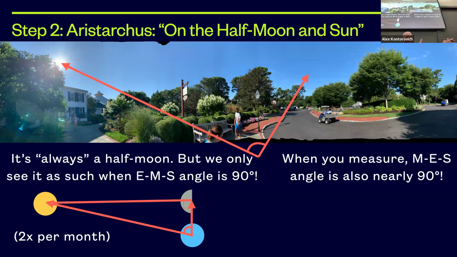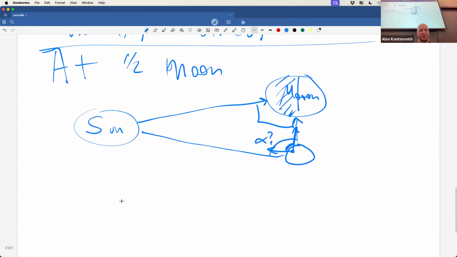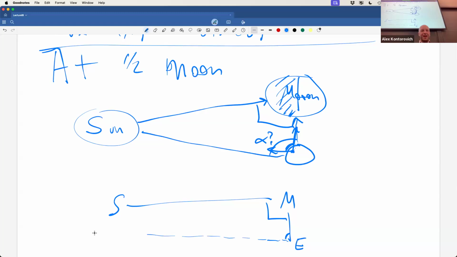Marley, you read the thing? It's very nearly 90 degrees. But that's a problem. What do you mean it's 90 degrees? Again, here's the sun, here's the moon. We know that there's a 90-degree angle here. How can there be a nearly 90-degree angle here at the Earth? That means the sun is like infinitely far away. It's way, way, way farther away than anything else.